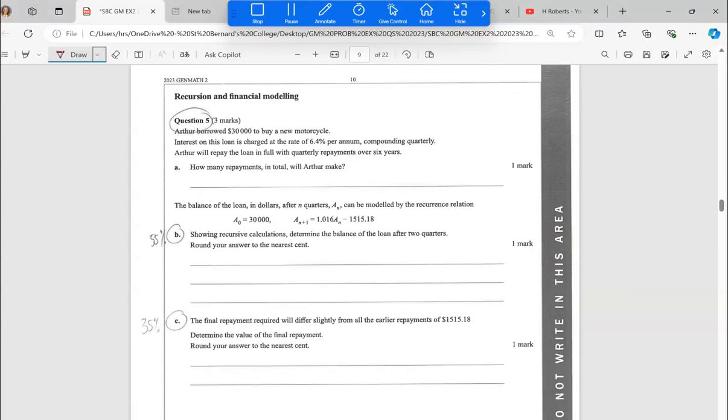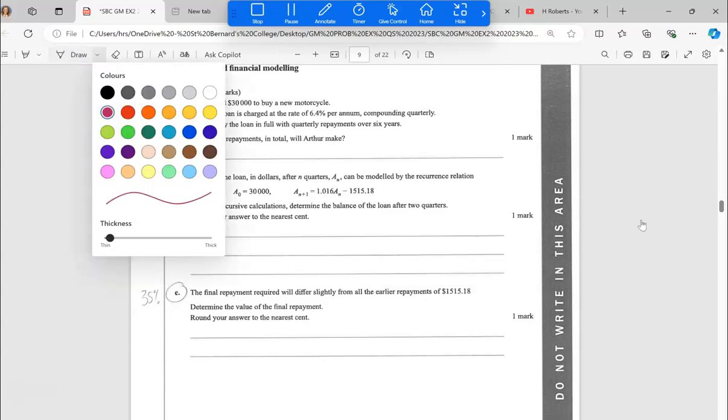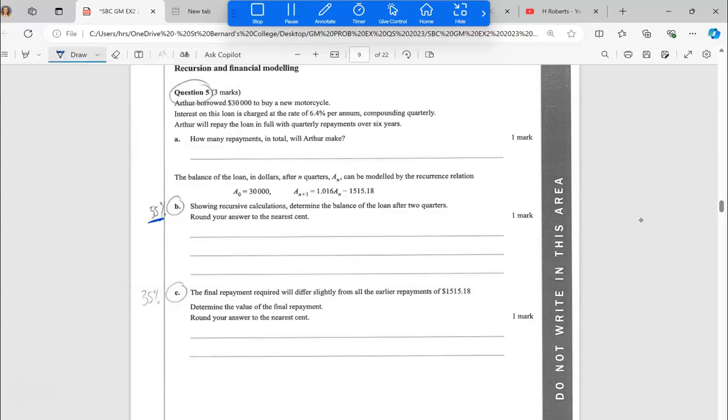All right, so I'm going to go through the 2023 problem questions of recursion and finance here. So the first one we've got here, though it's not the lowest of percentages, only 55% correct. The important thing is when you have to show recursively the calculations to determine the balance after 2 quarters.